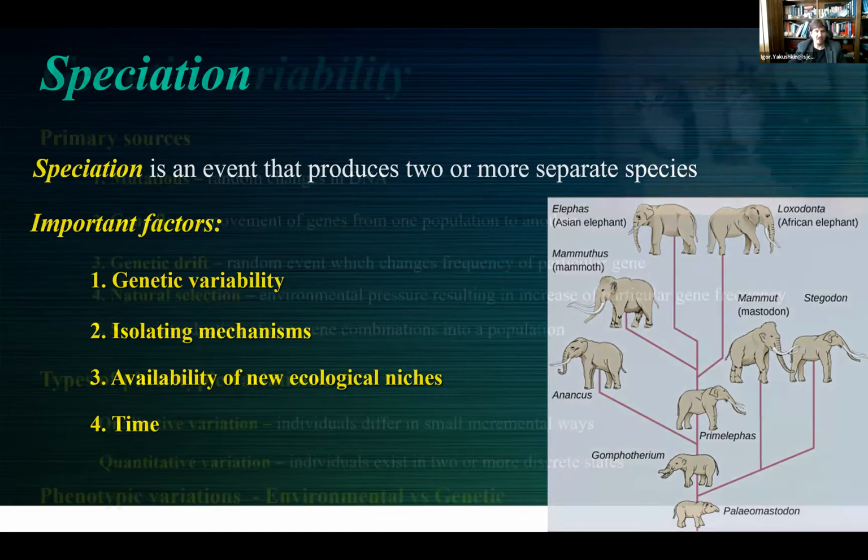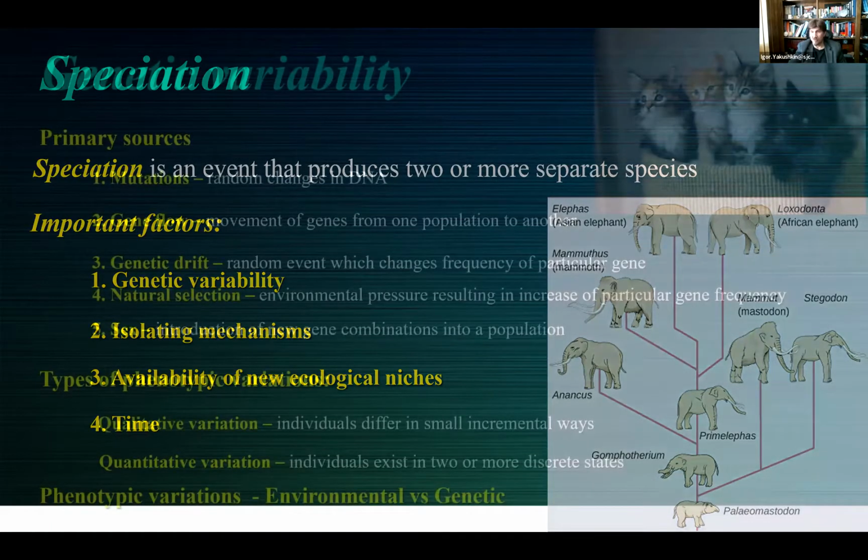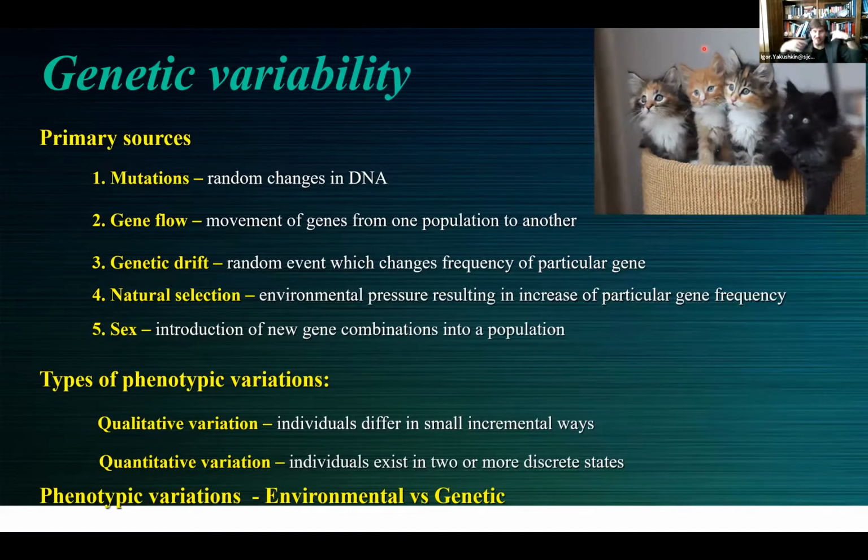So time is very important. Here we have genetic variability. See all of those kittens? Very cute creatures. All of those are kittens from the same litter, so the mother and father are the same. Those ones are most likely females, because most of the time when you see a three-colored cat, it's a female, and that's probably a tomcat right there. Anyway, you can see that despite having the same father and mother, they look different, and that's the genetic variability. Primary source: mutations.